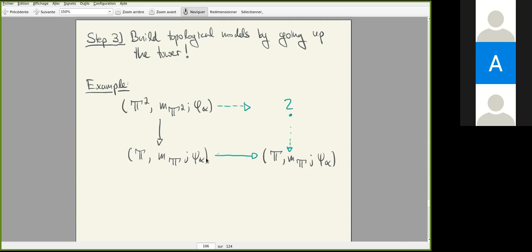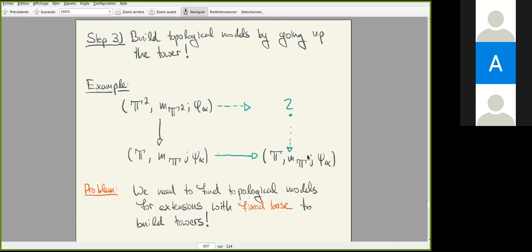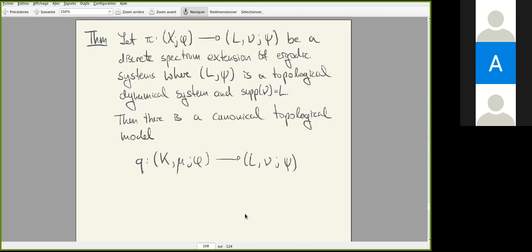So if we have just a theorem which tells us, okay, you have an extension and you can change the bottom and you can change the top such that you get some nice topological model, then that's not so useful if you want the bottom to be something specific. So actually, the theorem that we proved is not quite good enough. So that's just reiterating what I just said. We need to find topological models for extensions with fixed bases to build towers. And so there is a strengthened theorem, which goes as follows. And with this, we will succeed.